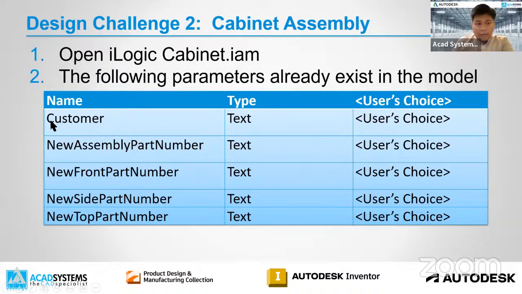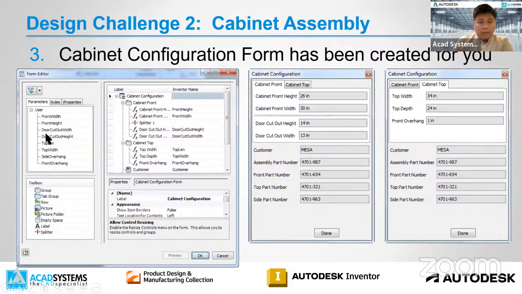In this case, I want to make it a customer first, because for this customer, later when I click save copy, it will create a new folder for this customer name. And then the assembly name, the assembly part number, new part number, and for the front door, side area, and top area, part number. So this will be the result that later we will do.